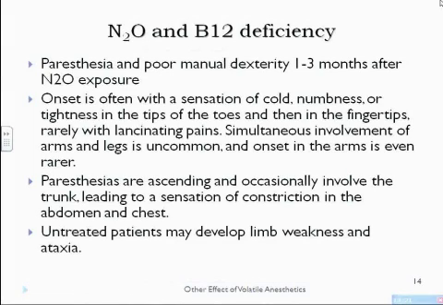With nitrous oxide and B12 deficiency, if you're chronically exposed to this, you'll get paresthesias and poor manual dexterity 1 to 3 months after nitrous oxide exposure. Onset is often with a sensation of coldness, numbness or tightness in the tips of the toes and the fingertips. Sometimes it will involve the arms and legs, which is uncommon, and onset in the arms is even rare. Paresthesias are usually ascending, involving the trunk, leading to a sensation of constriction of the abdomen and chest. And untreated patients may actually develop limb weakness and ataxia.